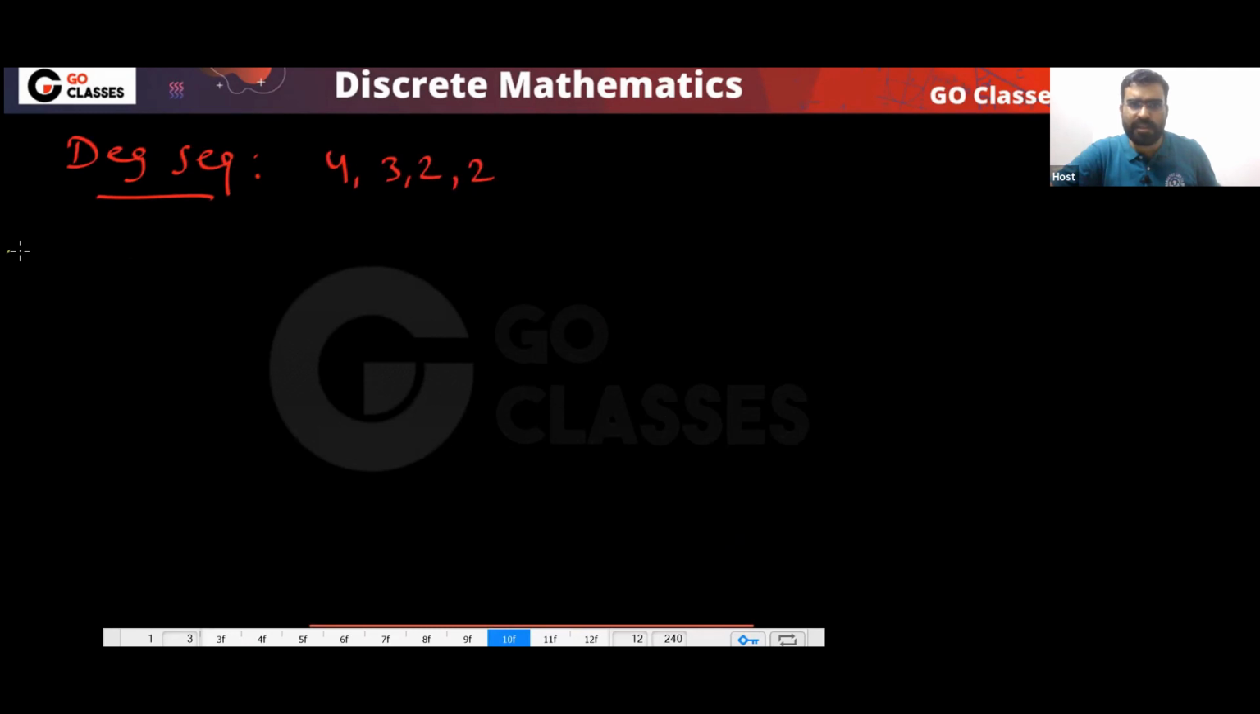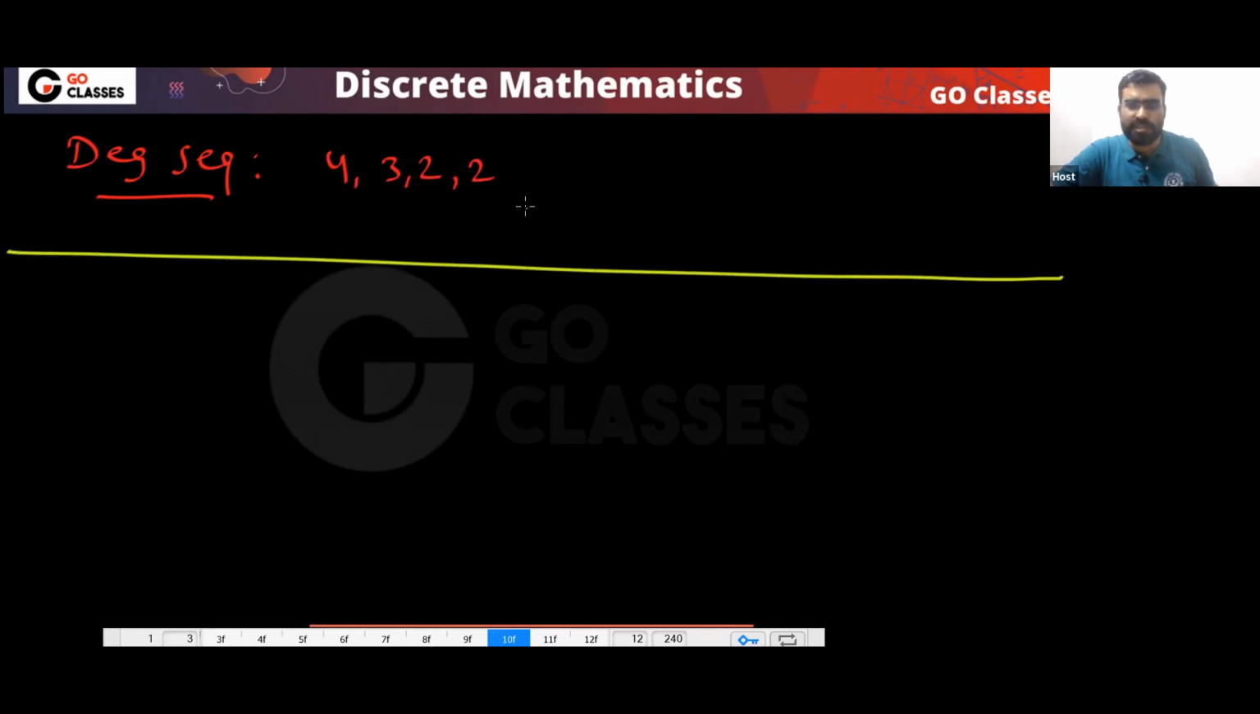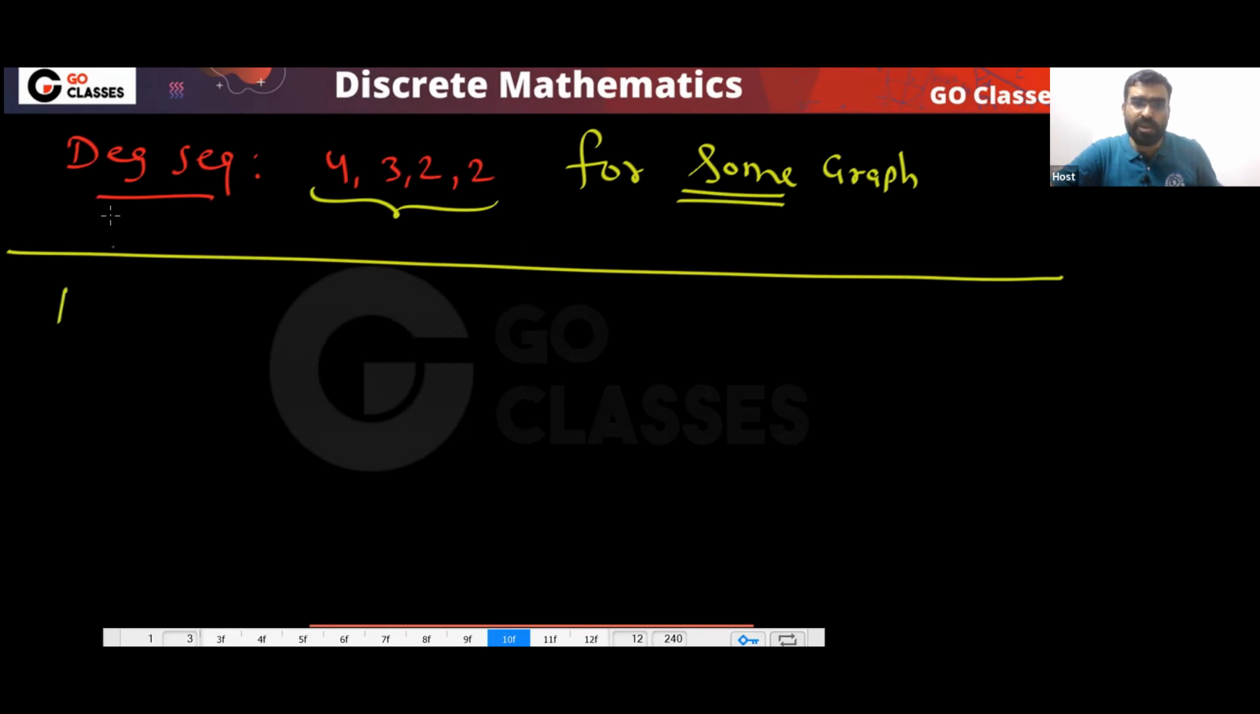So remember, this is a condition that is given to you, that this degree sequence is given to you for some graph. I don't know which graph, but for some graph, this is the degree sequence. Now you have to tell me, with only this information, no other information, can you realize a complete graph?